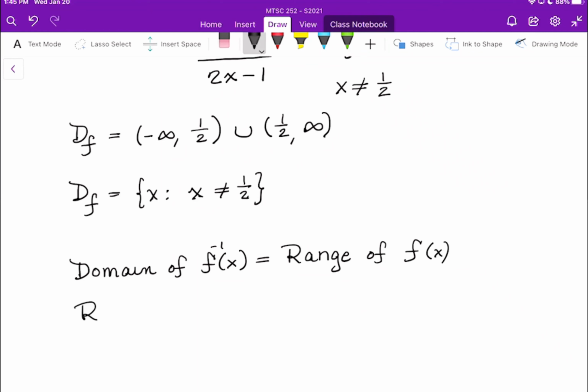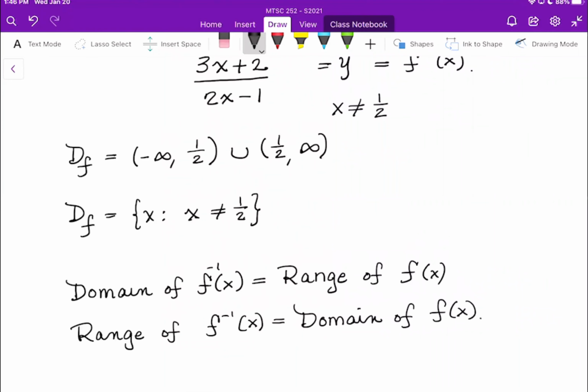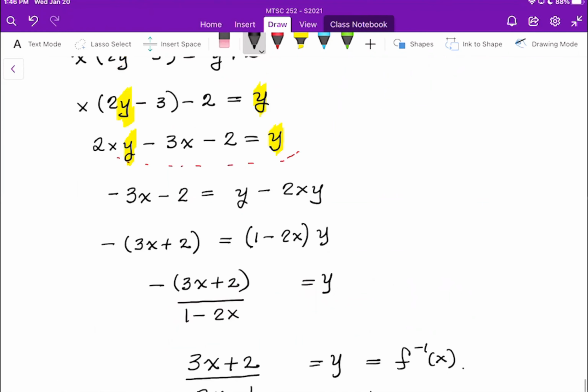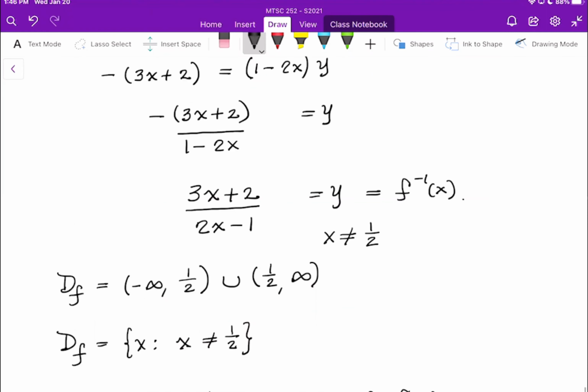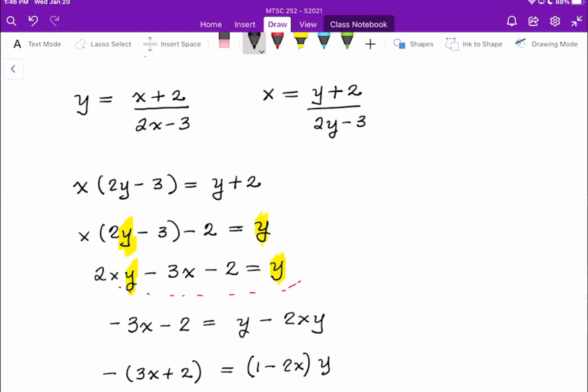And the range of f inverse is the domain of f. So I'm trying to find the range; I already know the domain, so let's just check. Look at the domain of f, okay? x can't be 1/2. So if we go back to the original problem, where is it? I don't know where it is. There we go. So that's what the domain is. That was easy to find.